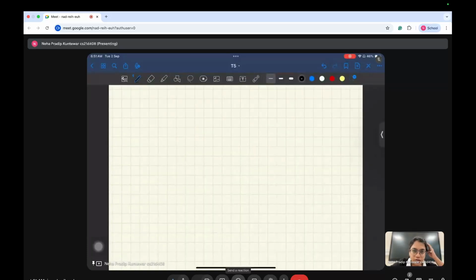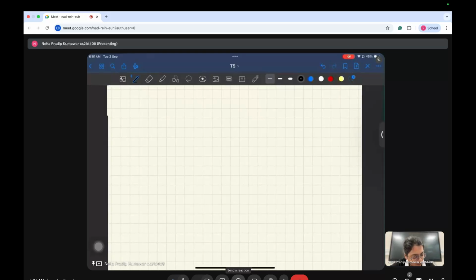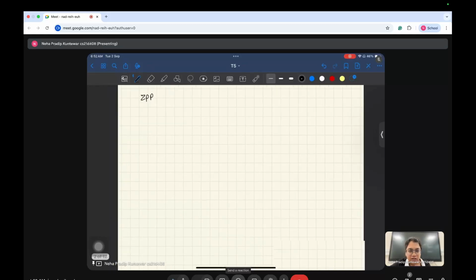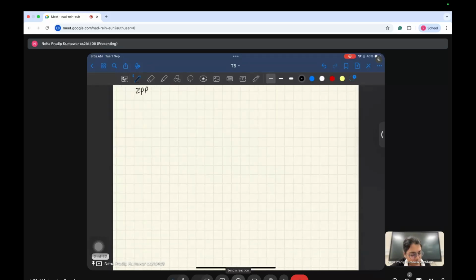So, hello everyone. Welcome to week 5 of the problem solving session for the course on computational complexity. The topics for today are the randomized complexity classes. We'll look into mainly three classes: RP, BPP, and ZPP. Let's start by defining what these classes are.